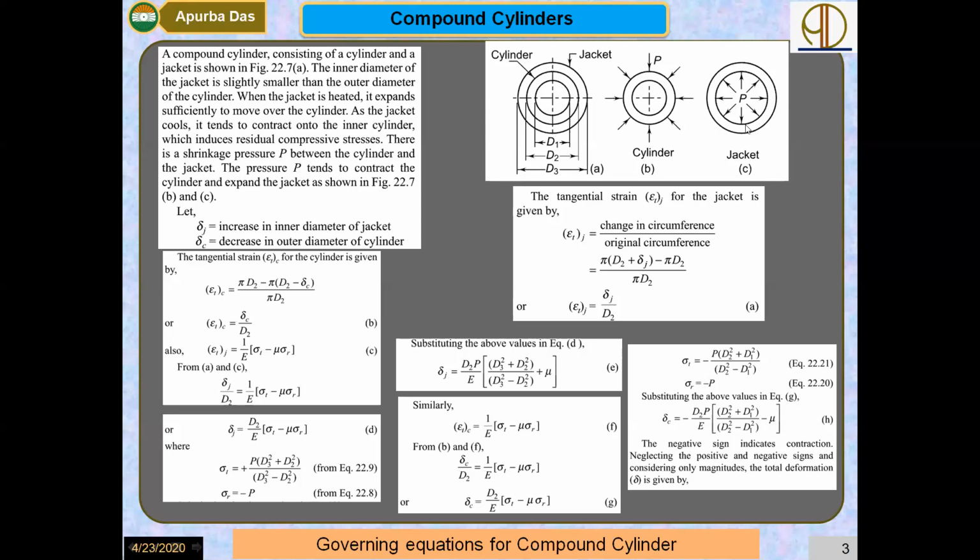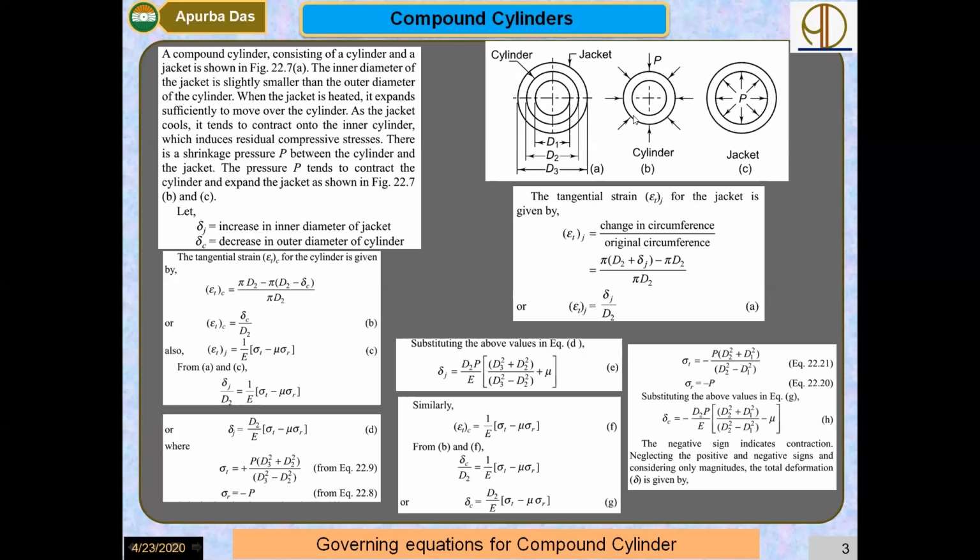So how are this cylinder and jacket made together? Generally the outer diameter of the cylinder is higher than the inner diameter of the jacket. Then how does it get assembled? The jacket is heated, so whenever it is heated, it gets elongated and the cylinder is inserted over there. And when the jacket is cooled, the jacket gives a compressive pressure to the cylinder, and that's how the assembly is made.